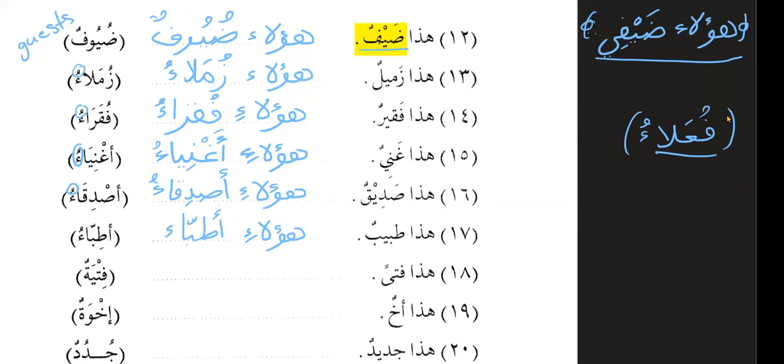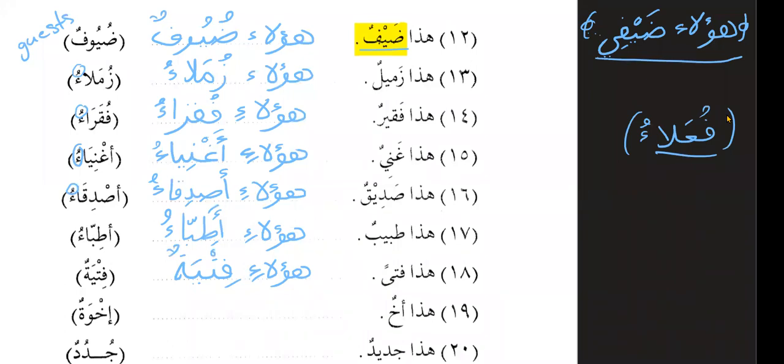This one, many people pronounce this wrong. هؤلاء أطباء. ما معنى هؤلاء أطباء؟ These are doctors. أبو يوشع هذا فتى. هذا فتاة. هذا فتية. لا، هؤلاء فتية.